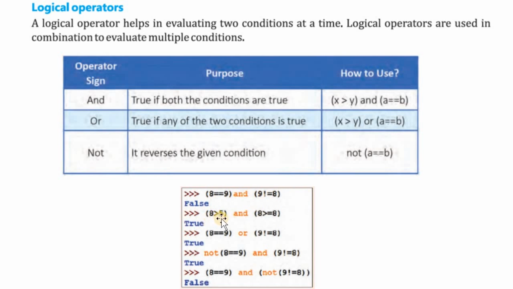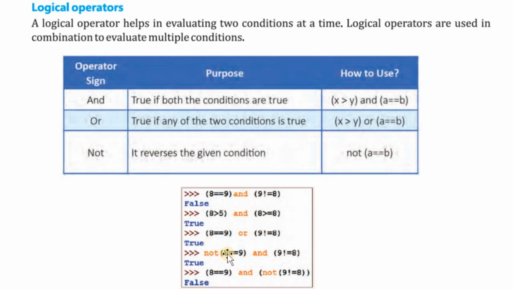Next, 8 greater than 5, true. 8 greater than equal to 8, true. Both are true. So true and true is of course true. Next, 8 equal to 9, no, it's false. Next, 9 is not equal to 8, of course it's true. Since one of them is true, the output is true.